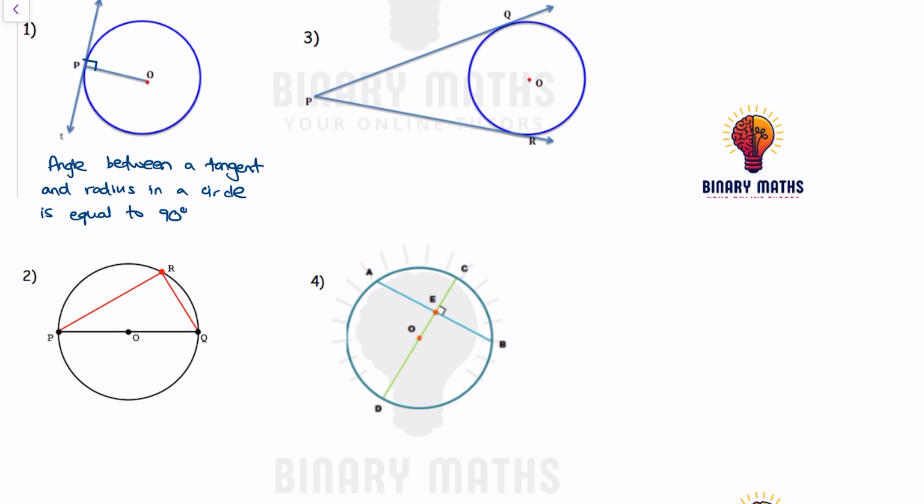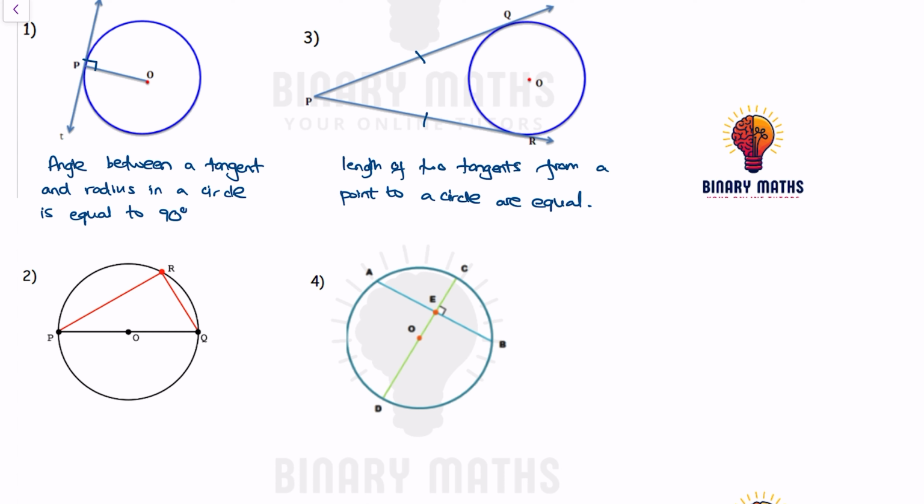Okay, now the lengths of two tangents from a point to a circle are equal. So this length and this length are the same. So if we were to write it out, it's the length of two tangents from a point to a circle are equal.